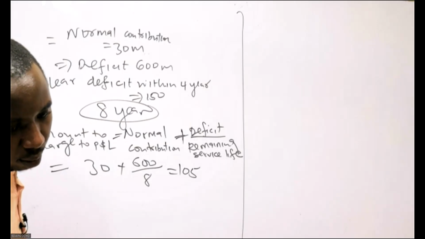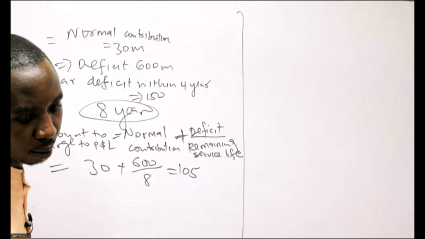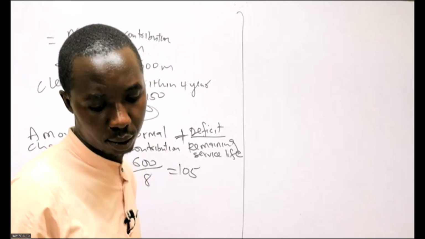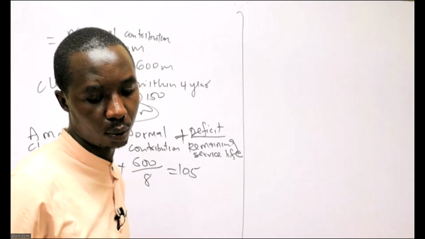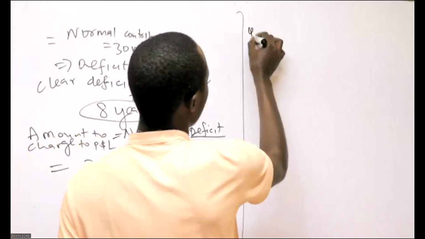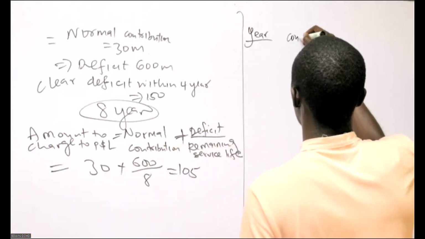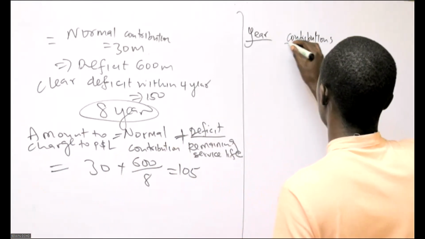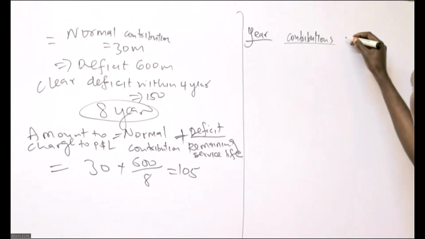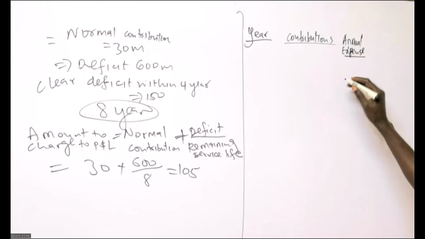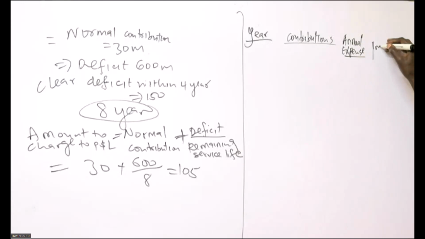The pension, calculate pension liability or a prepayment. Pension liability or a prepayment. So what you do, you talk about the year, the contributions, you talk about annual expense, then you talk about the prepayments or the liability which they need.